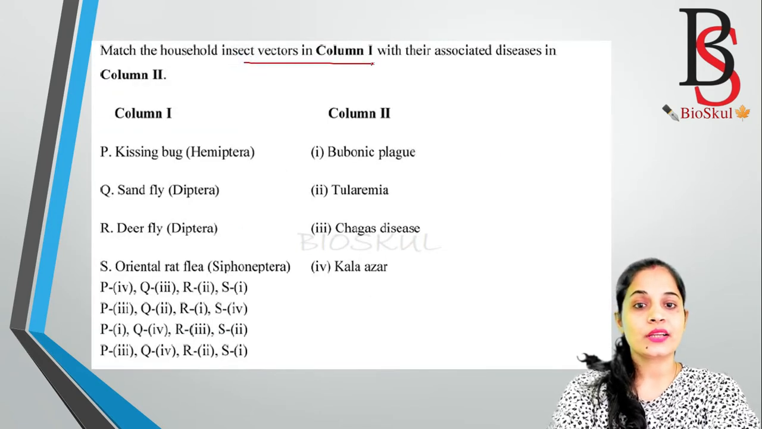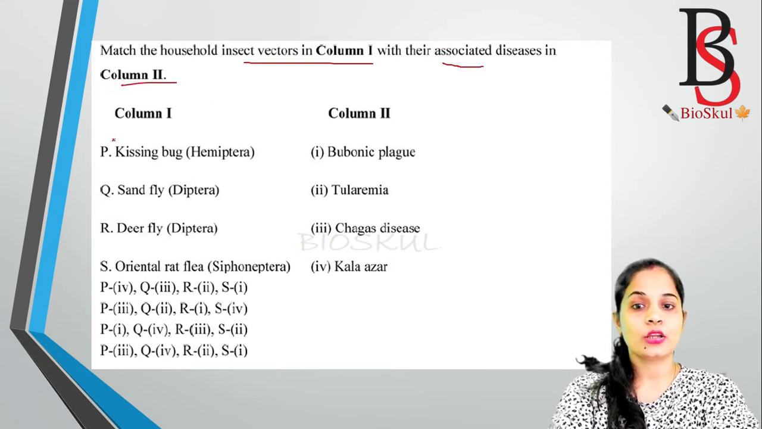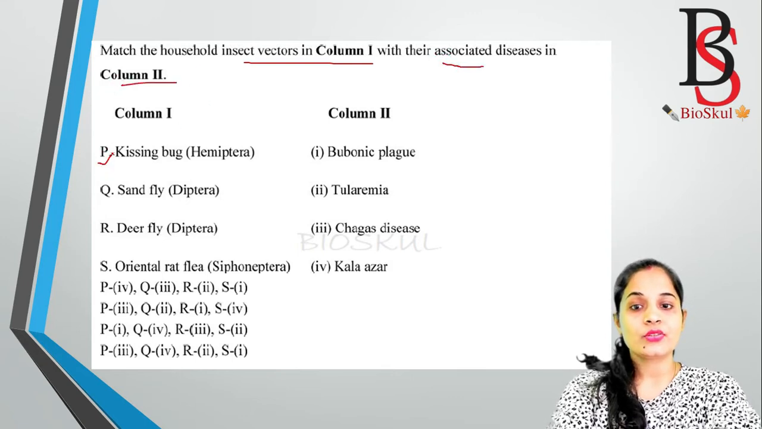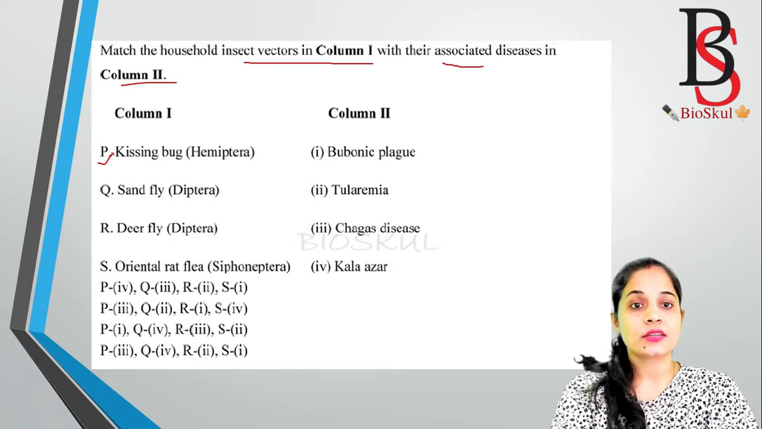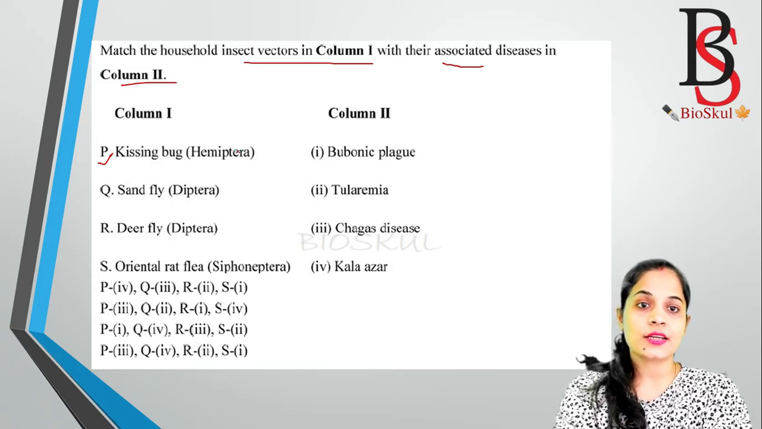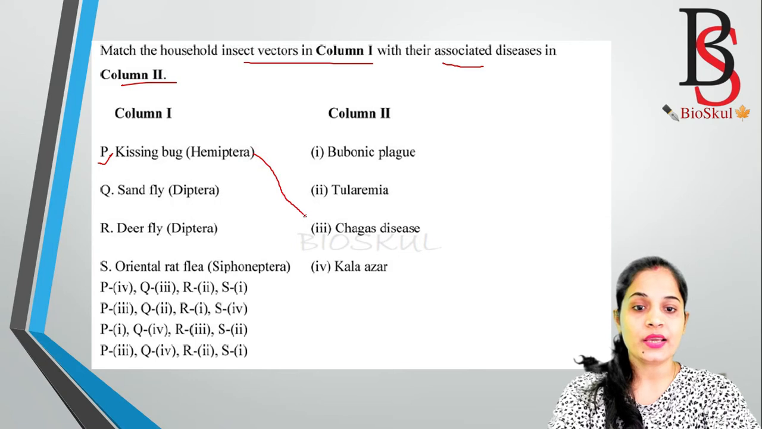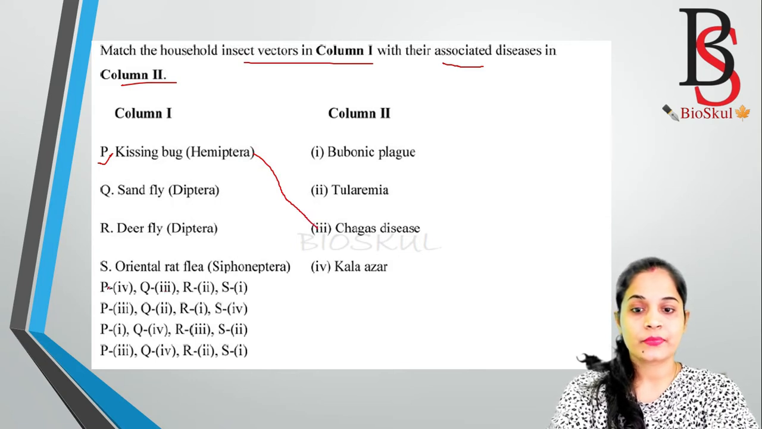Match the household insect vectors in column 1 with their associated disease in column 2. The first one is the kissing bug. Kissing bug carries Trypanosoma cruzi. It causes the disease Chagas disease. So P is 3.